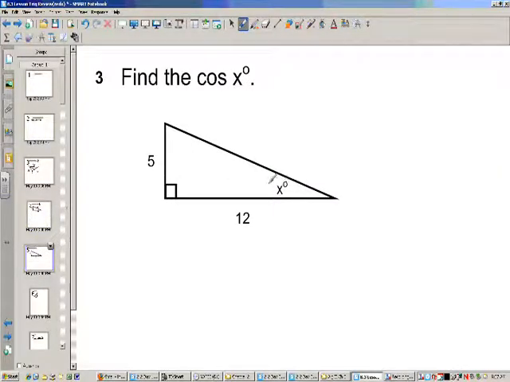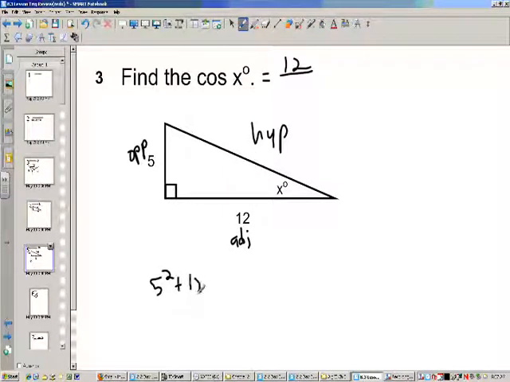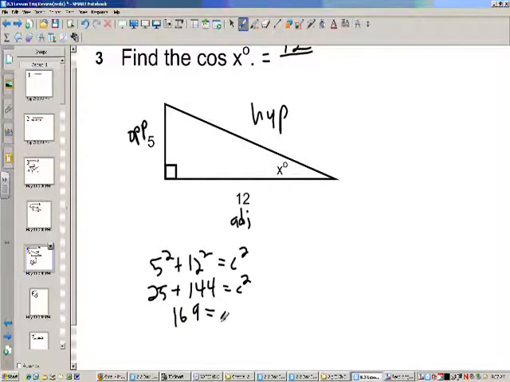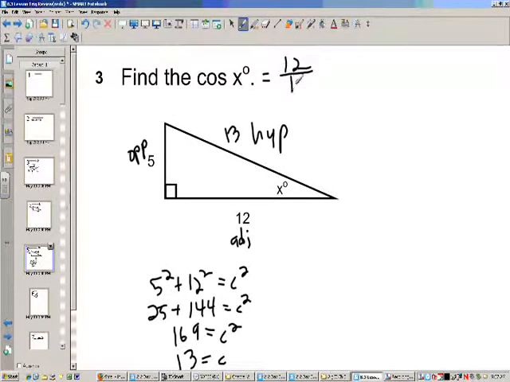The cosine of x is, again, this is opposite, adjacent, hypotenuse. And it's going to be adjacent over hypotenuse, so that would be 12 over the hypotenuse, which we don't know. However, we know that 5 squared plus 12 squared is going to be c squared. That's the Pythagorean theorem because this is a right triangle. So 169 is going to equal c squared, or c is going to be 13. So we can find the value if we don't have it. So cosine of x is going to be 12 over 13.